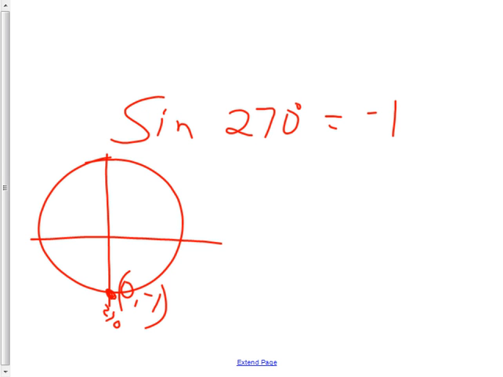Do you have to have a chart to know that? No. You can kind of just figure that out as long as you know where 270 is. You can use the chart if you memorize it. Seriously, that's all you have to do.